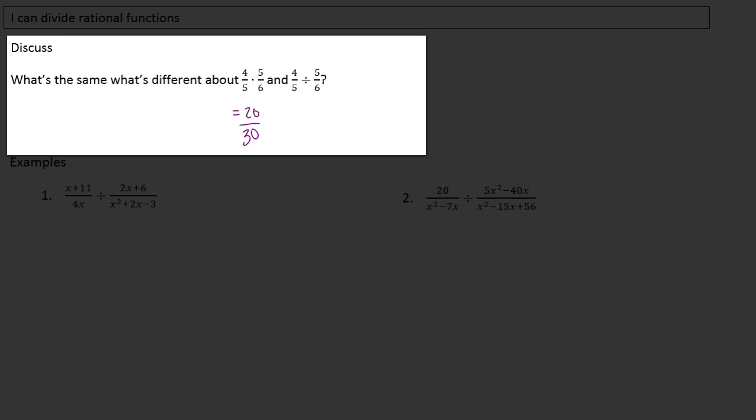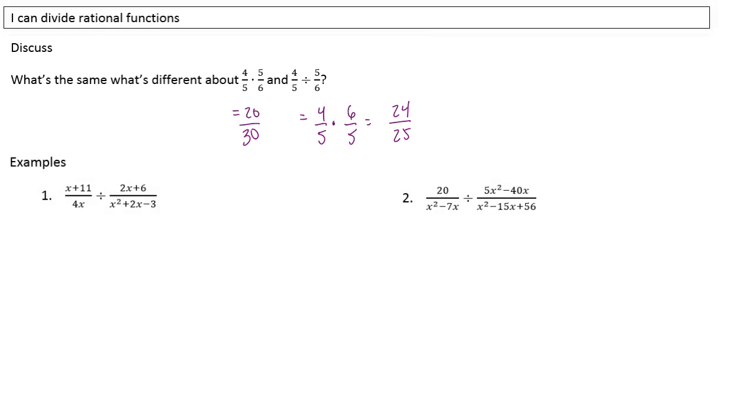But for the other fraction, we don't start with dividing. What we have to do is change this to being a multiplying problem. So when we divide by fractions, it changes to being a multiply problem. We would multiply by the reciprocal of 5/6, which would be 6/5. And when you multiply those together, we get 24/25, which can't be reduced. We're going to apply that same concept now to when we have to divide rational functions.